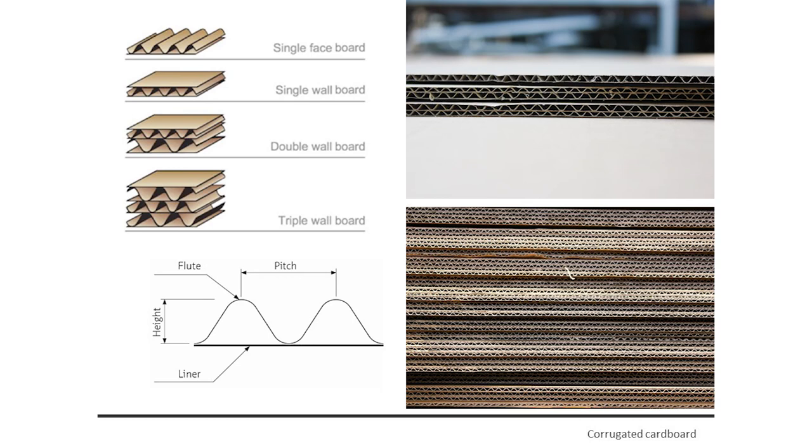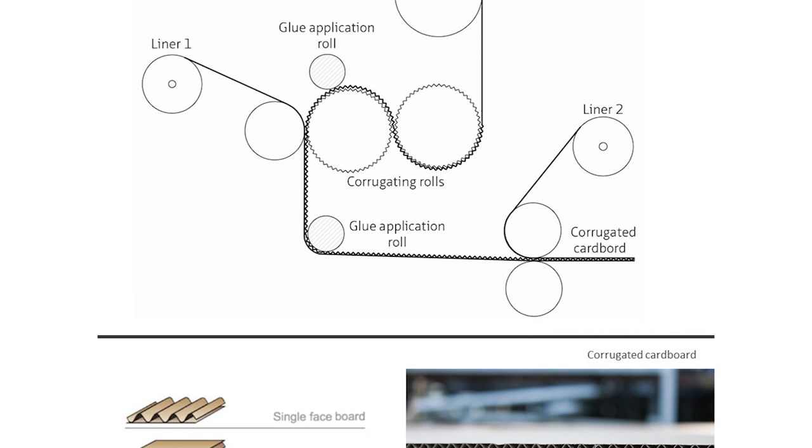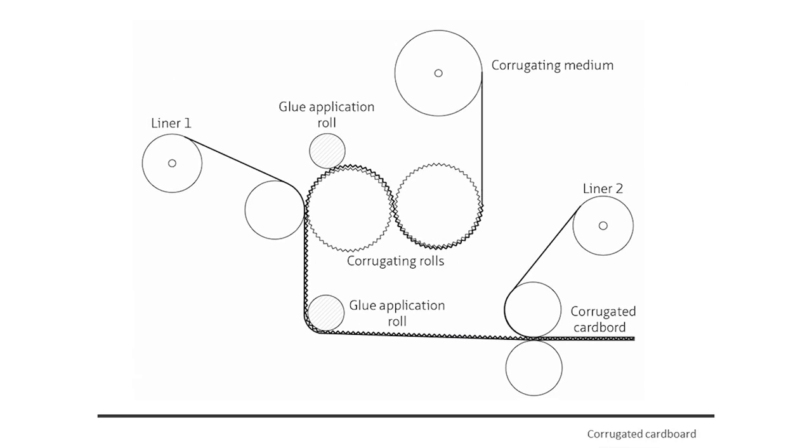Another element, corrugated cardboard, which every one of you knows from boxes. The characteristic here lies in the flute. So sometimes it's higher, sometimes it's lower, depending on the properties we want to gain. And this product is made in such a way that there is a corrugation medium going inside, and then a liner from one side, and a second liner from the other side, and they are all laminated together.